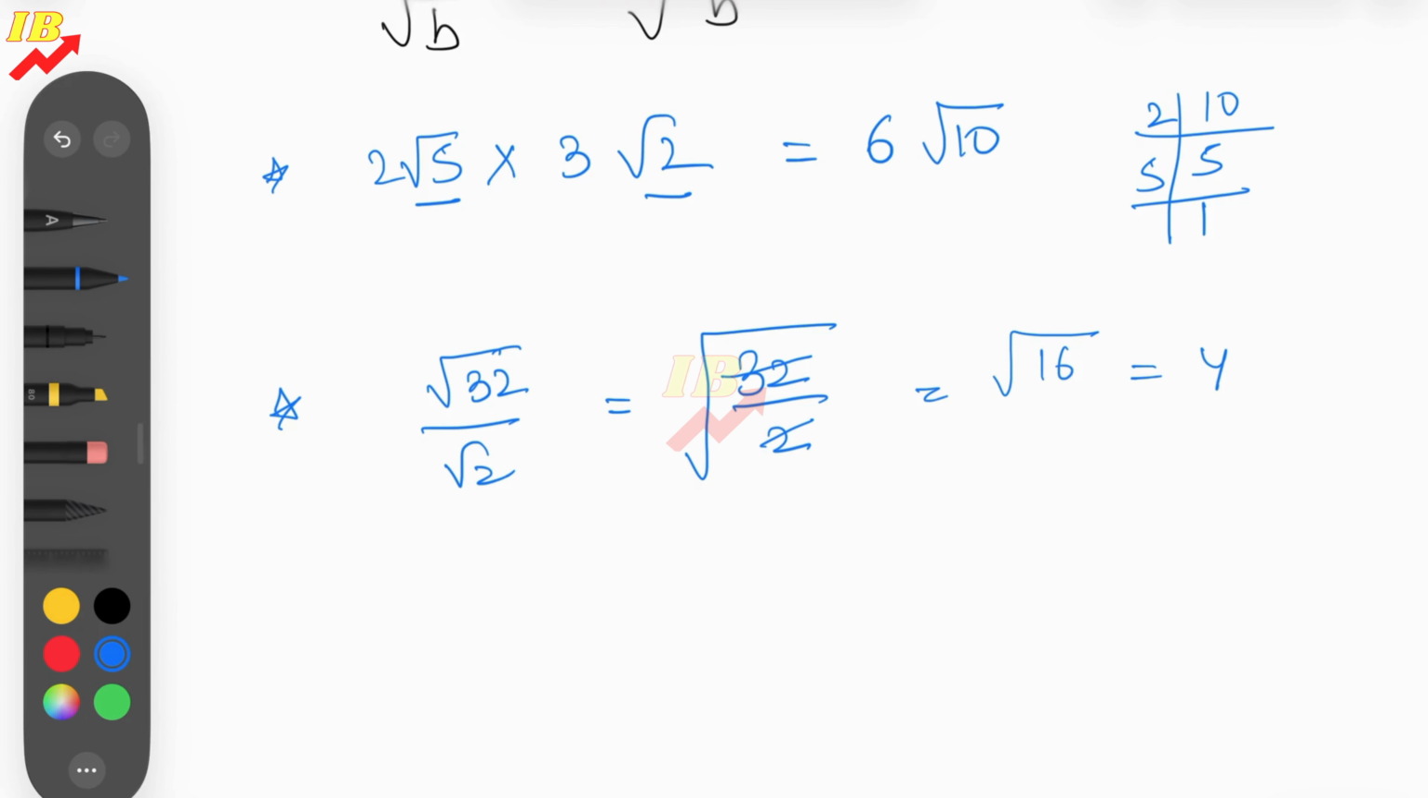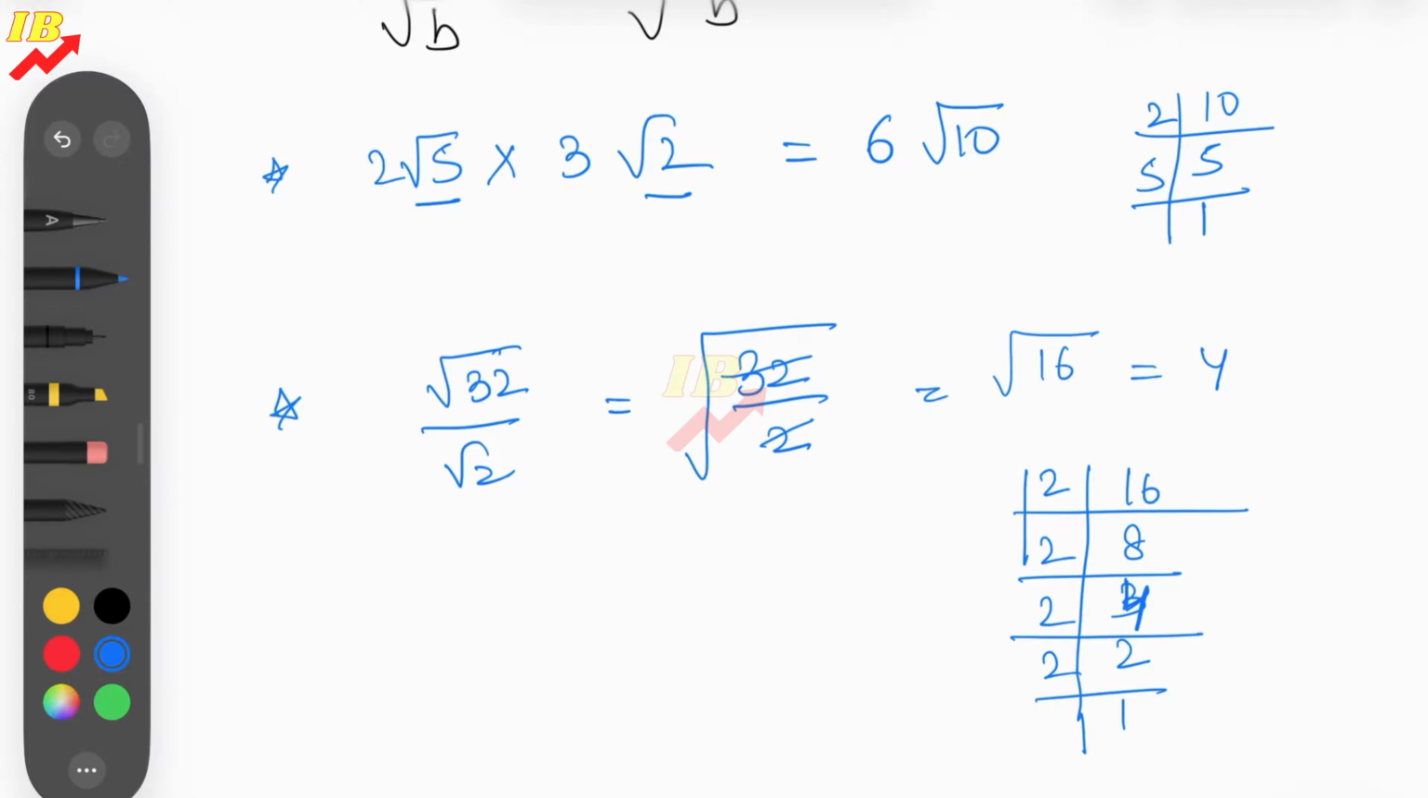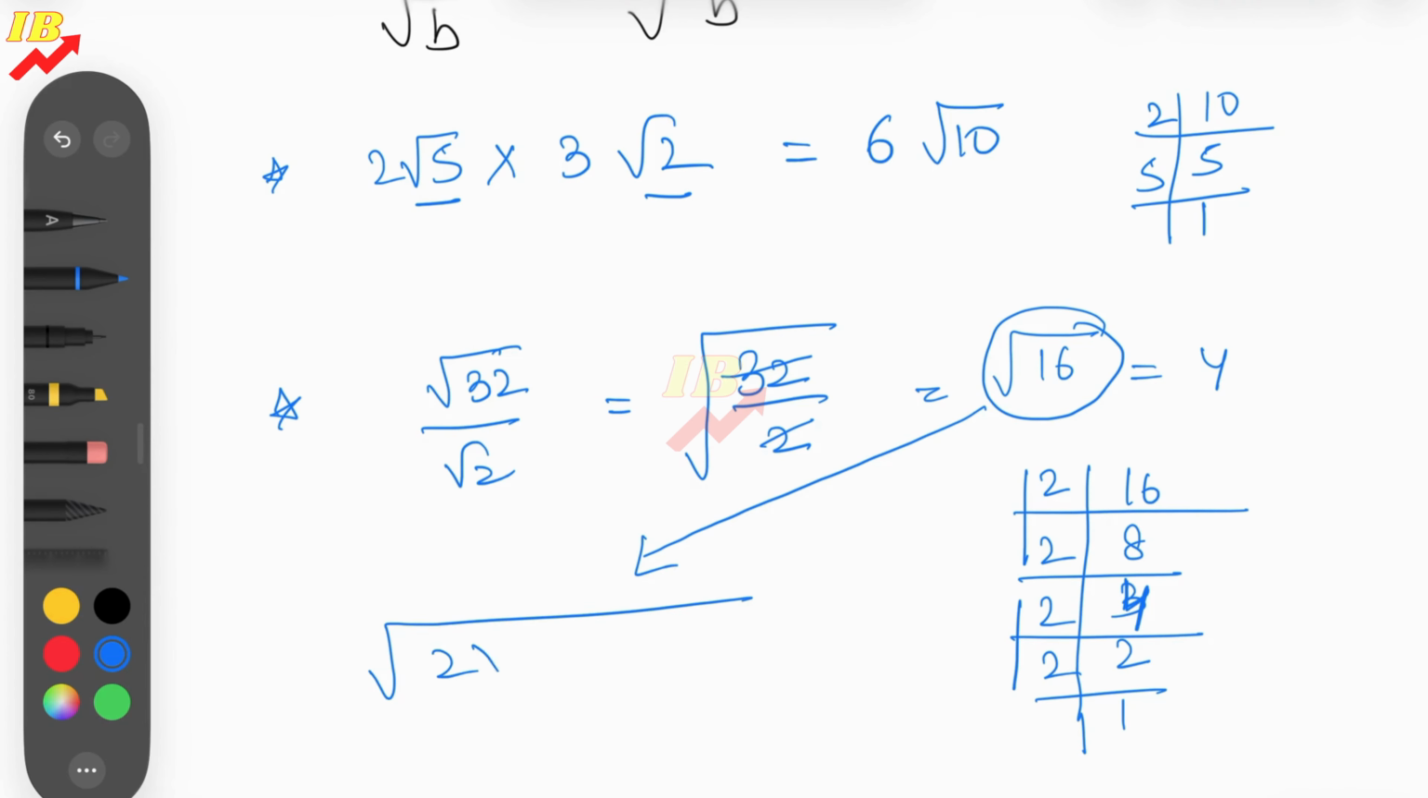Otherwise, if you don't understand this concept, you can simply make the pairs of it. I'll take the prime factorization of it. 2 times 8 is giving you a 16, and 2 times 4 is giving you an 8, and 2 times 2 is giving you a 4, and 2 times 1 is giving you a 2. So I can see this is one pair and this is the second pair. If you want this term to be expanded, you can write it like this: 2 times 2 times 2 times 2, right?